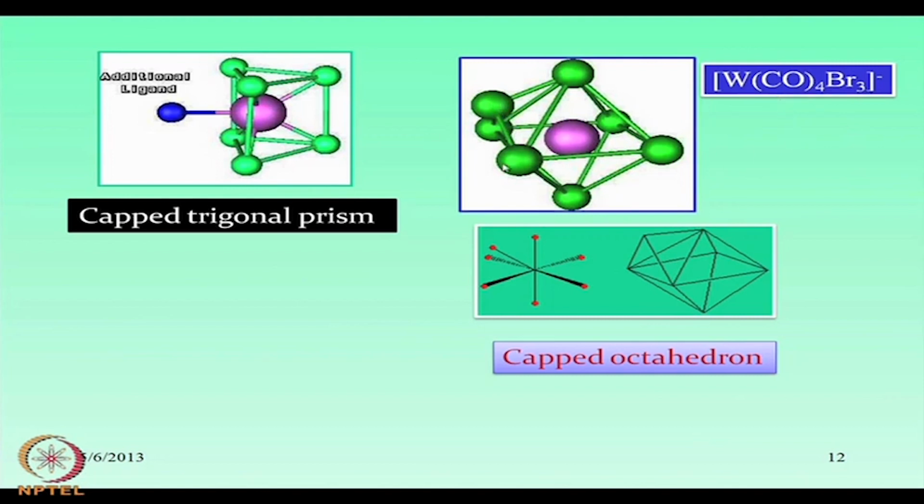It can be visualized nicely also, that it can be either in one particular face or it can be through some meridional plane. So, 3 of one type, that means the bromide ligand, and 4 of another type, that means 3 from the other side and 1 extra, giving rise to these 4 carbon monoxide ligands.